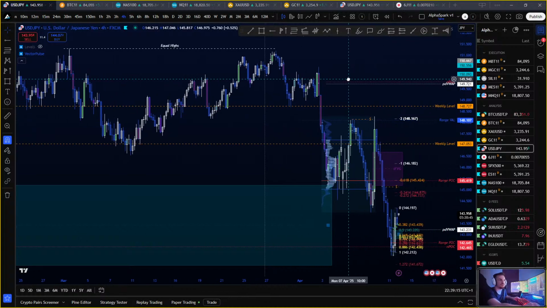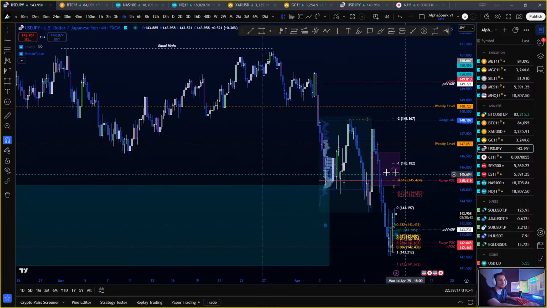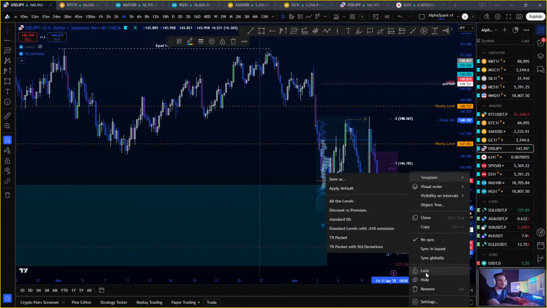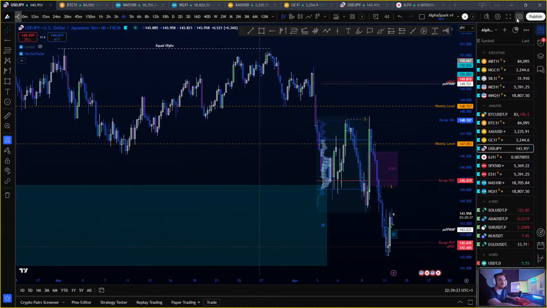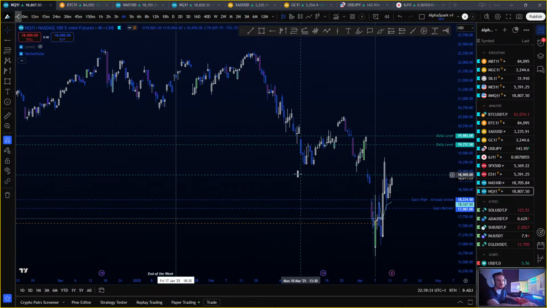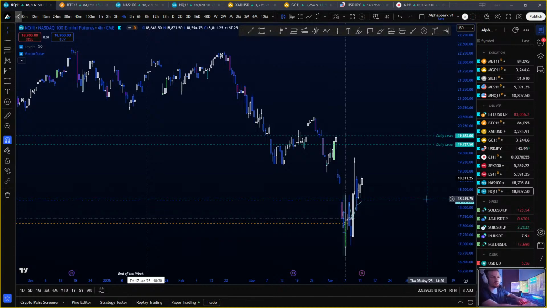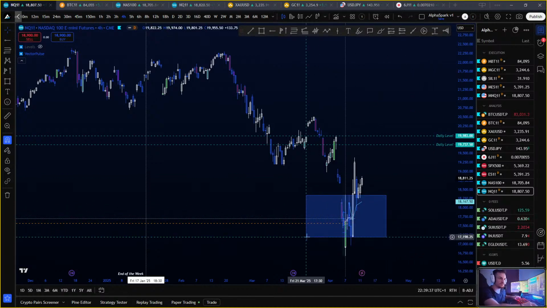Let me try and show the equal highs up there, and hide this for this image. Okay. I think that's it. So let's just check. Ooh, gaps are done. Let's check Nasdaq then.